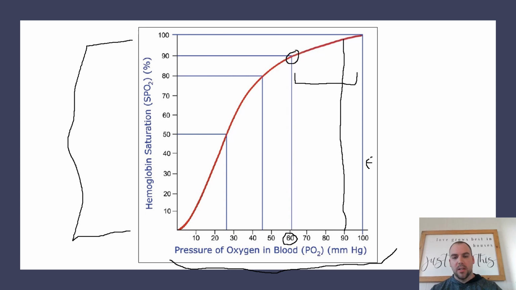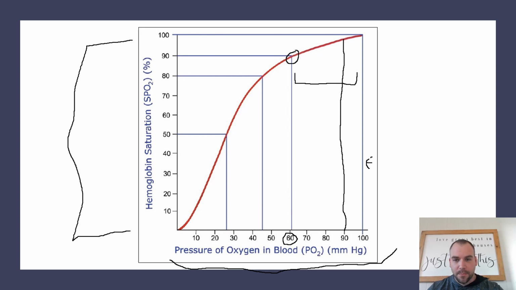You can still perfuse your organs. This means your body has a natural buffer zone of about 40 millimeters of mercury worth of oxygen before it's even a major problem for your body. Again, it's not good to have 90% sats. It's not ideal, but you could totally handle it. Okay, that's one thing to keep in mind.